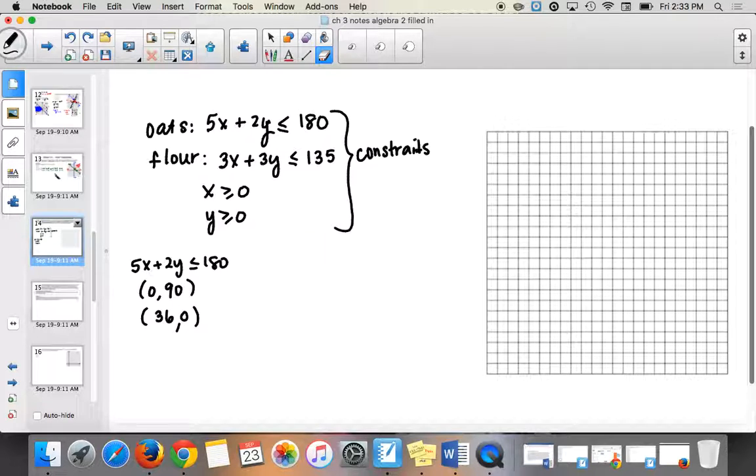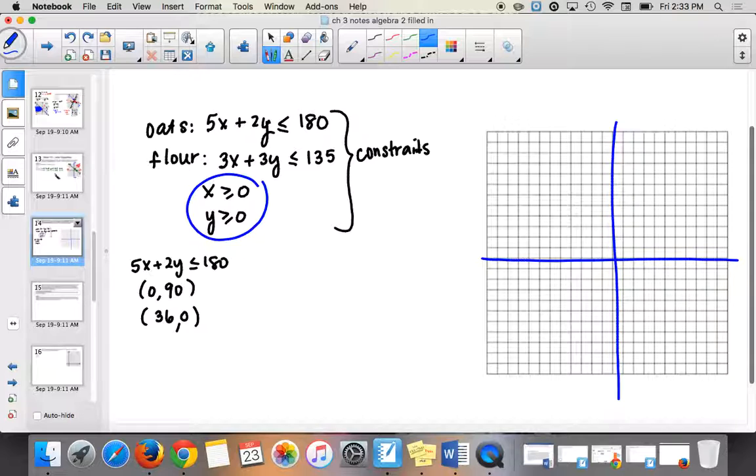All right, so we want to pick a good grid. So what about the x is greater than or equal to 0 and y is greater than or equal to 0? Do you guys think I want to start my grid like this? No. So what quadrant am I in? The first quadrant. Do you guys see that? So when I start my grid, I'm actually going to start it right here on the side.